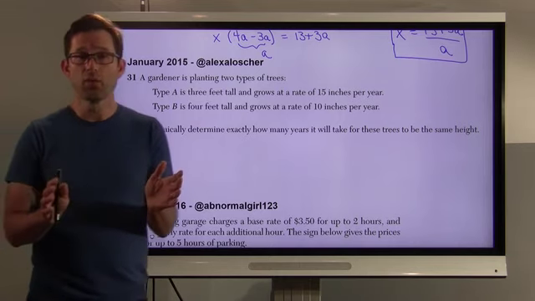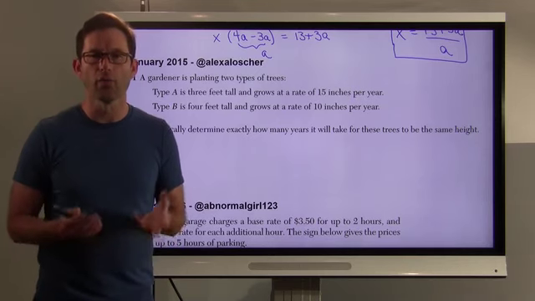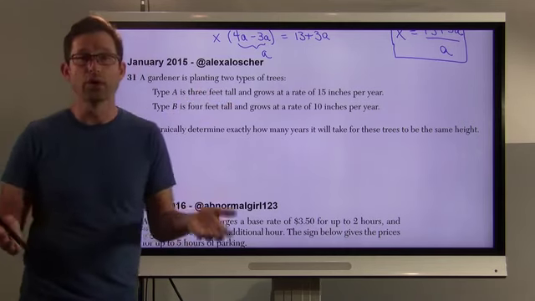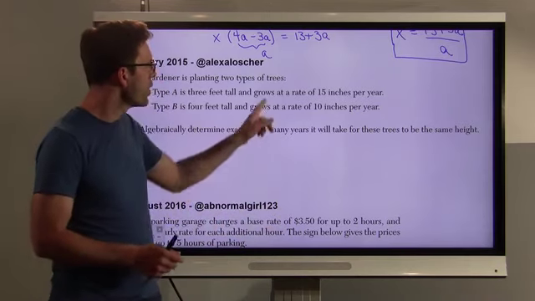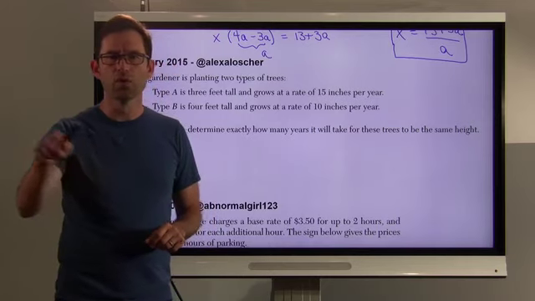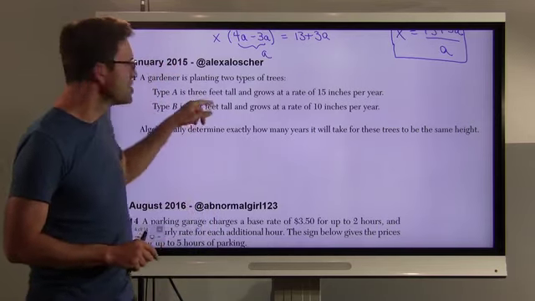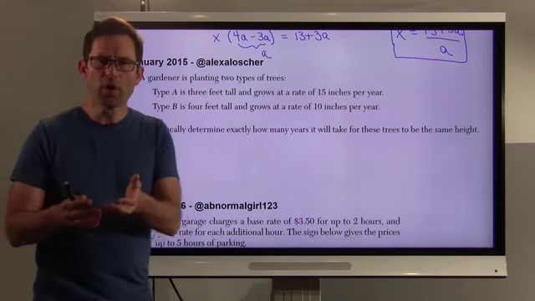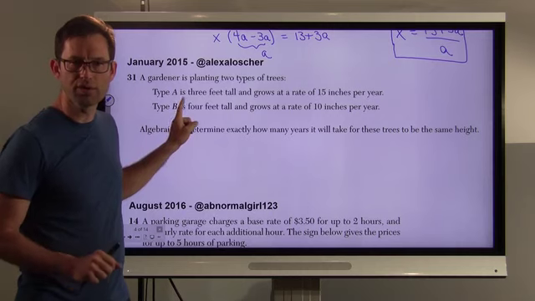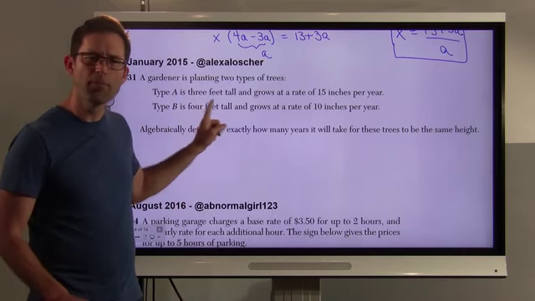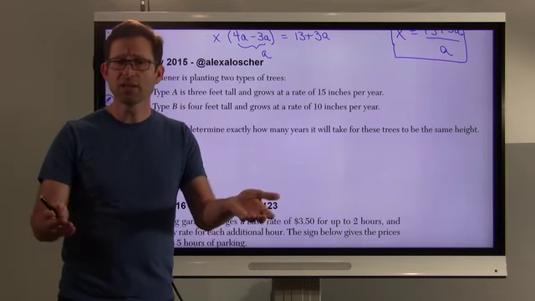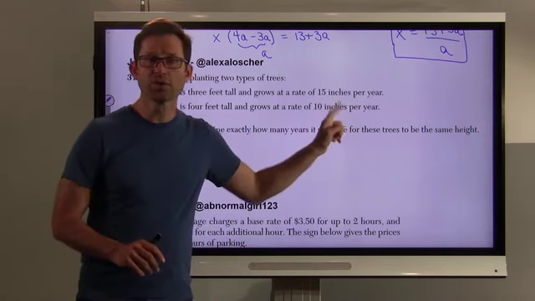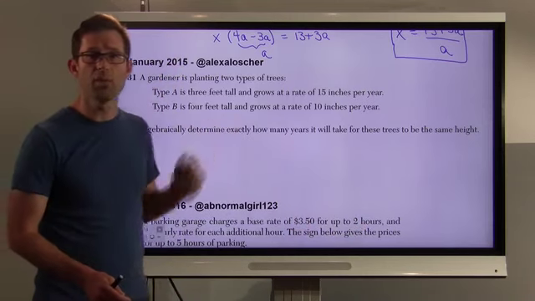All right. So the first thing that you want to do is just make sure that you have a feeling for what's going on, right? Like if I asked you, how tall is the type A tree after, let's say, 2 years, what would you do? Well, you'd say, let's see, it's growing 15 inches per year. So I'd do 15 times 2, and I'd say, oh, I got 30 inches. And then I'd add that 30 inches to those 3 feet. But of course, it's mixed units, right? So ultimately, if you really wanted to figure out how tall type A was after 2 years, that's not what the question's asking. But if you were trying to figure that out, you'd have to convert those 3 feet into inches. That's easy enough, right? 3 feet times 12, 36 inches. So you'd take the 36 inches, add it to the 30 inches, and you'd have 66 inches. Right? You could do the same thing for type B.